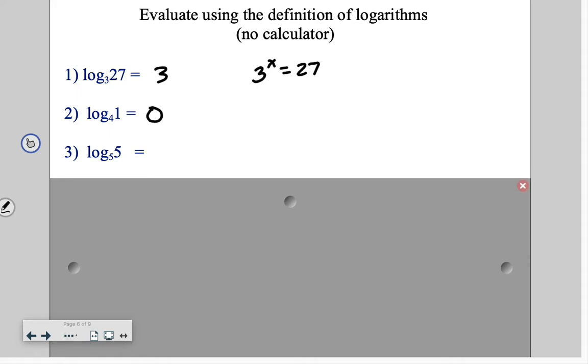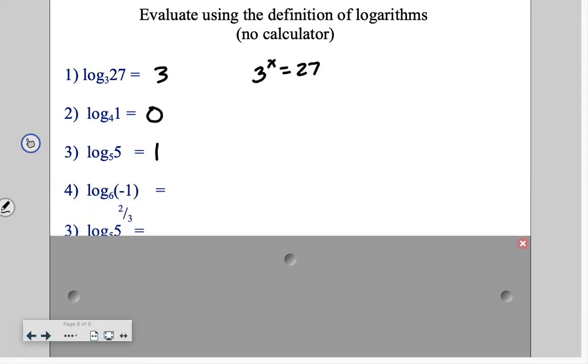Okay, how about log base 5 of 5? 1. 5 to the first power gives you 5. What if I had log base 7 of 7? 1. What if I had log base 2 of 2? 1. Which means anytime the base and the argument are the same, the answer is 1. We'll talk about that more formally in just a second.